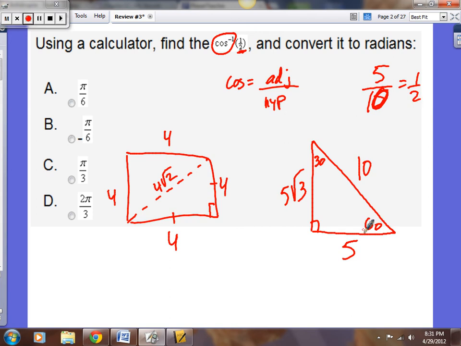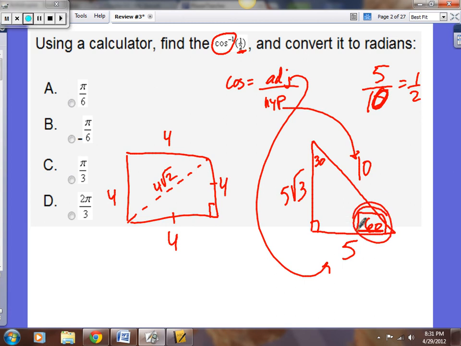If you look at this 60-degree angle right here, the adjacent is 5 and the hypotenuse is 10, so I know that they're talking about the 60-degree angle. So going backwards, if they give you the fraction, can you figure out what angle that came from? And the answer to this one is it's got to be the 60-degree angle.